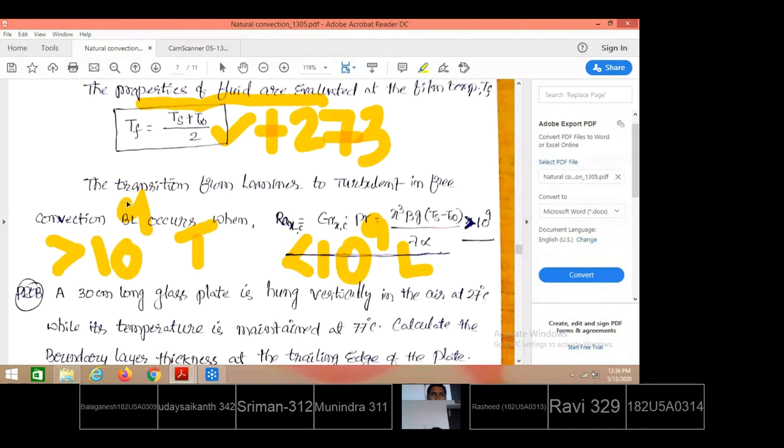So just see the ways of deciding laminar and turbulent flow. For external flows, when the Reynolds number is calculated, if the estimated value is less than 10 to the power 5, we say laminar, otherwise turbulent. For internal flows, if the Reynolds number estimated is less than 2300, laminar flow takes place. If it is greater than 2300, turbulent flow will take place.